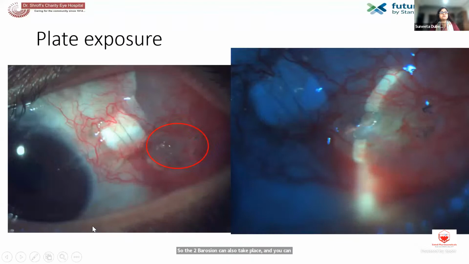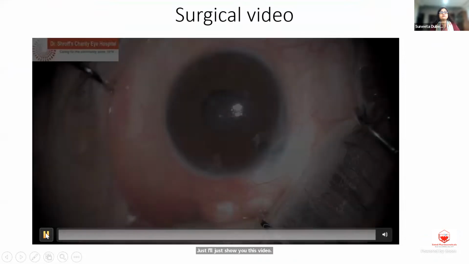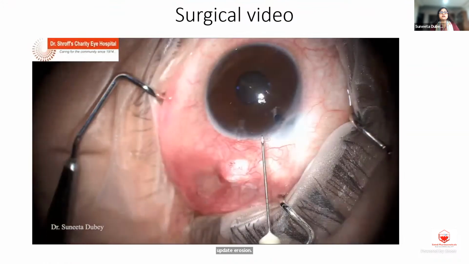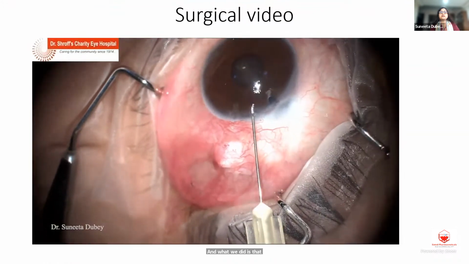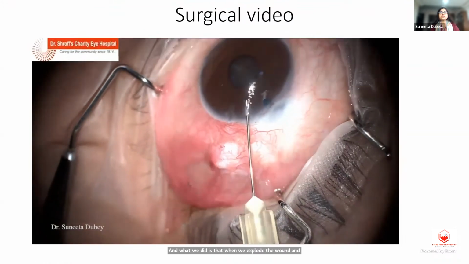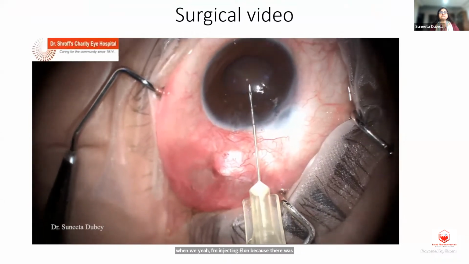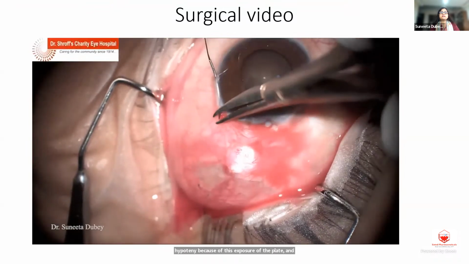I'll just show you this video. This was a patient who was sent to us. This is a plate erosion. And what we did is that when we explored the wound, here I'm injecting Healon because there was hypotony because of this exposure of the plate and conjunctival leakage.